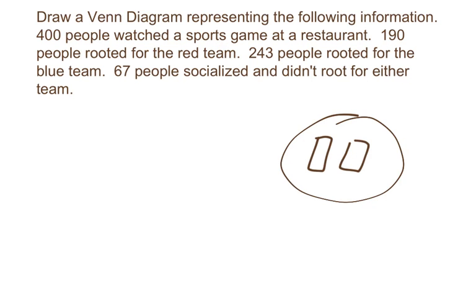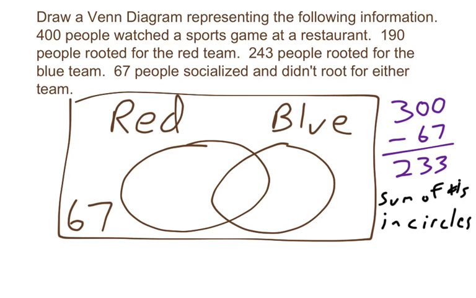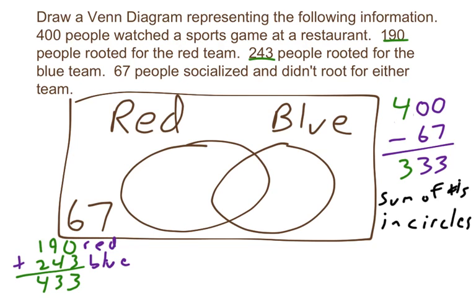All right, and here's your solution. All right, our first step, we have 67 on the outside, and we did 300 minus 67 to find out how many were in the circles. So that plus that plus that has to add up to 233. Whoops, I just got my mistake there. That was 400 minus 67, which is 333, have to add up to the three circles. My bad.